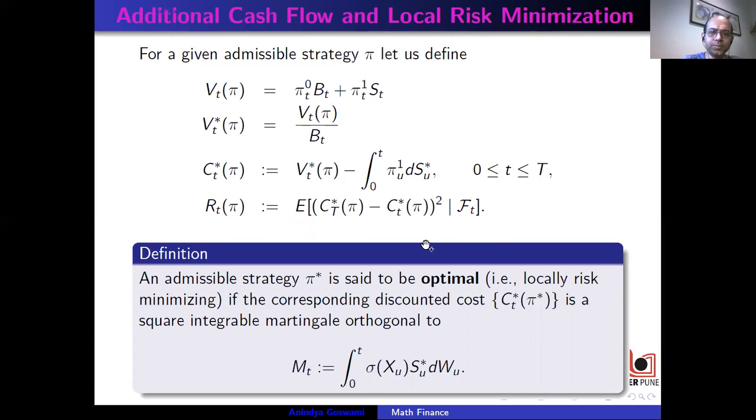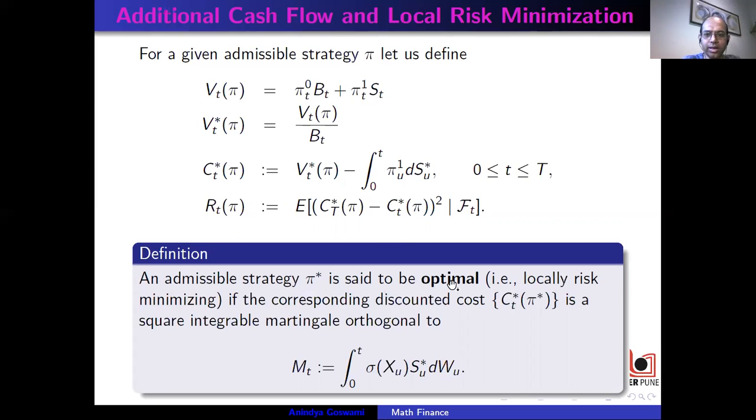So instead of minimizing this, some sort of local minimizing is mathematically possible. So now I come to this definition. An admissible strategy pi star is said to be optimal if... and also, that is locally discriminating. This is actually a theorem saying the optimal is locally discriminating, but I kept that in brackets. You don't need to read that now.